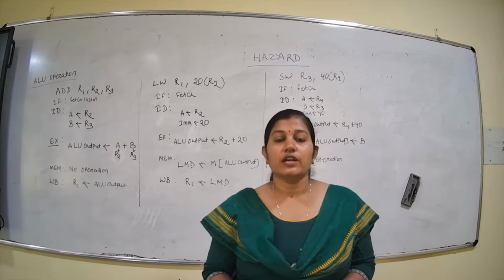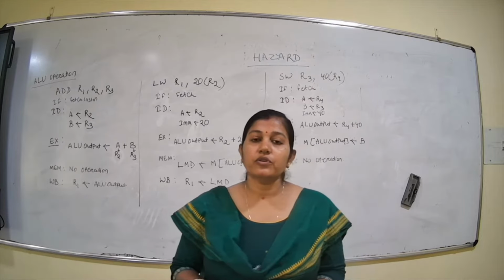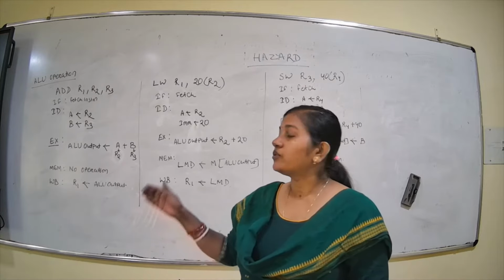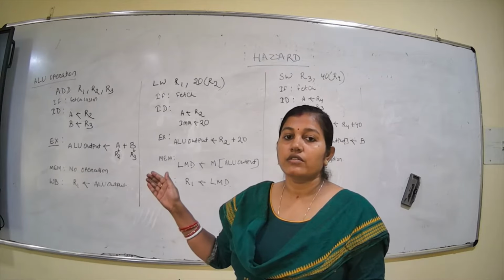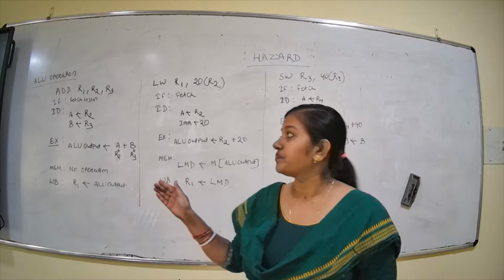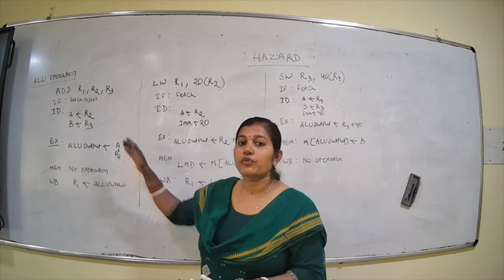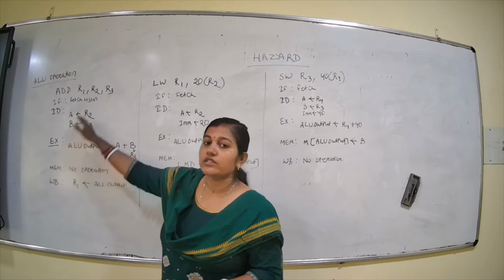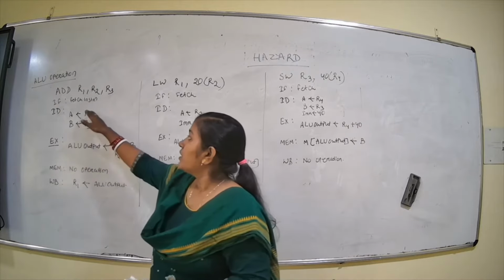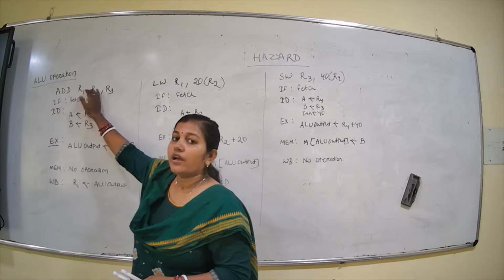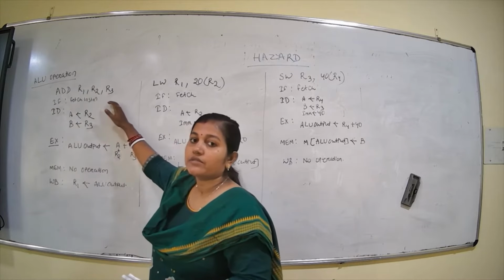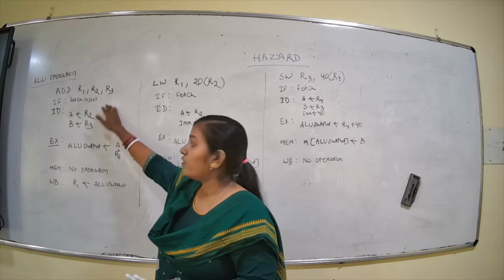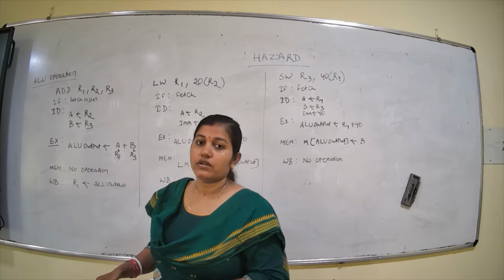Discuss about hazard. Before we start hazard, we should know at which stages the operation does what. Let's take the example of one ALU operation and see at which stages what it does. Add R1, R2, R3. We know that R1 is equal to R2 plus R3. But how does it happen?